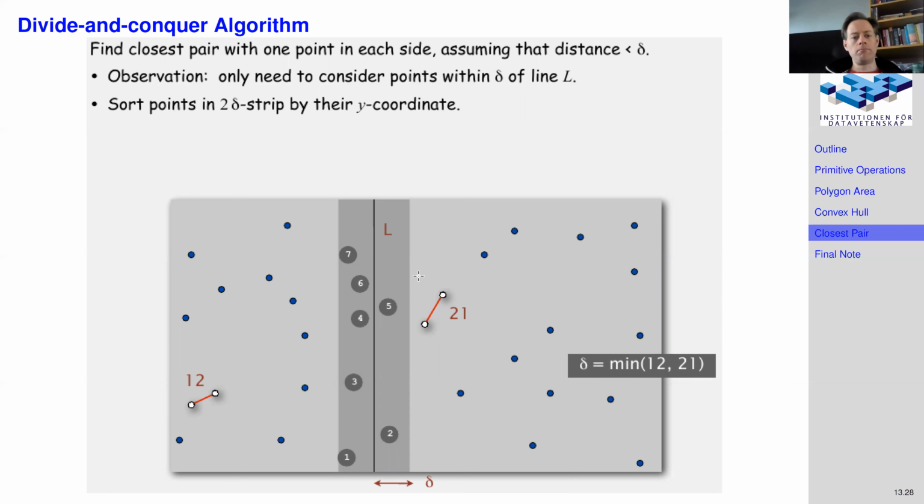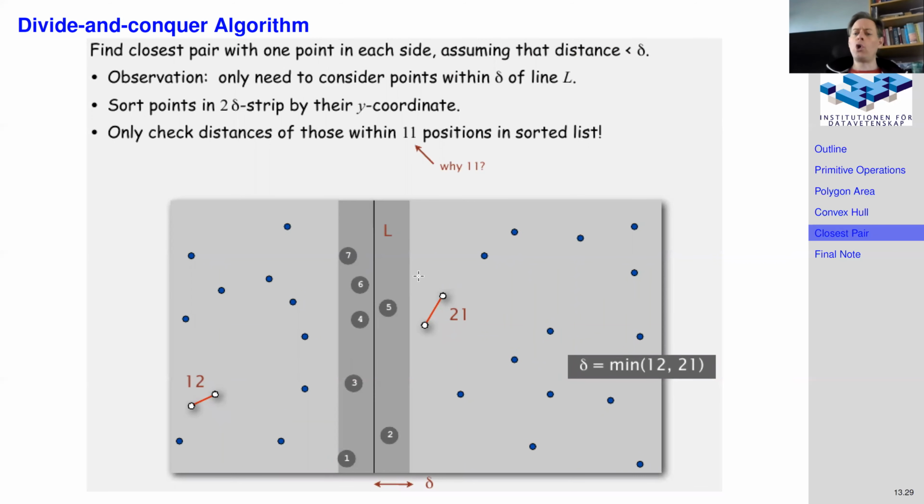So what we do is that we sort all the points that are at most delta distance either to the left or to the right from the line L. We sort them on their y coordinates. So now we get something like this: 1, 2, 3, 4, 5, 6, 7. Now we only need to check the distance to those points that are at most 11 positions away.